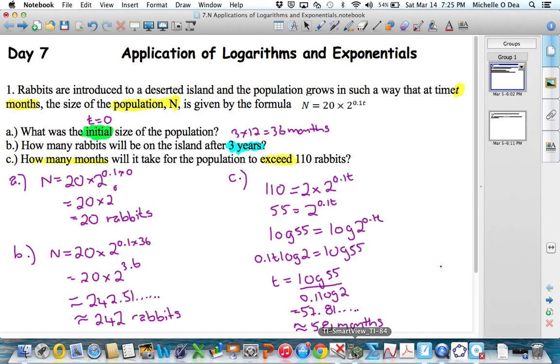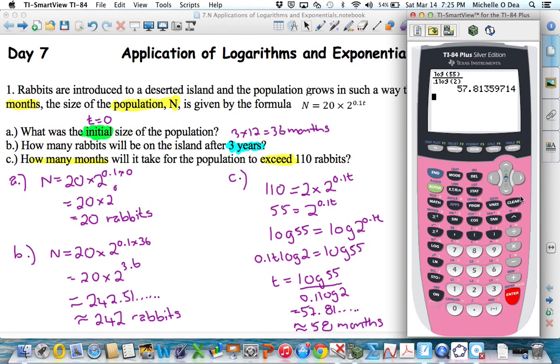What we can do is we can get our calculator up. Let's clear that. And we can just use the graph. We'll clear that. And we can just then put this function in, y equals 110. This function in, 2 times 2 to the power of 0.1t. And we find their point of intersection because we want to know when they're equal. So I can put 110 in.